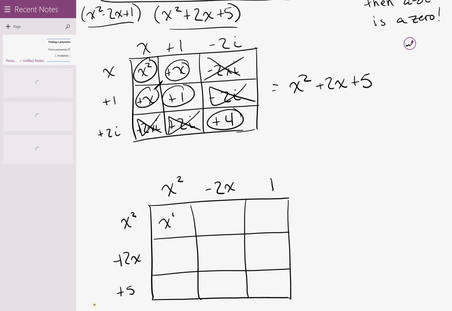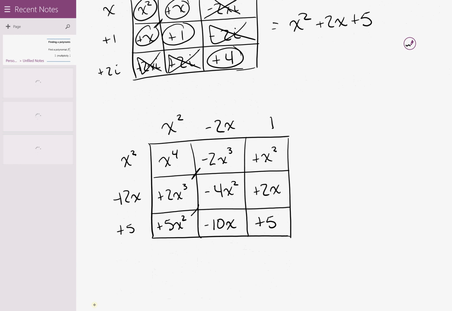Okay, this is x to the 4th. This is negative 2, x cubed. This is plus x squared. This is plus 2, x cubed. This is minus 4, x squared. This is plus 2x. This is plus 5, x squared. This is minus 10x. This is plus 5.